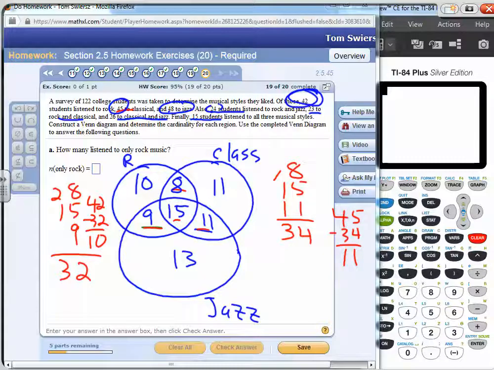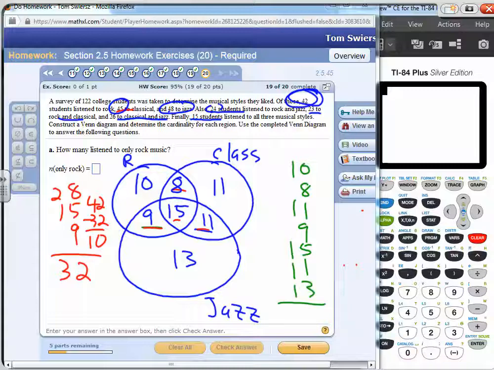Okay, now finally, what do we have accounted for? We have 7 different numbers, right? We have 10, 8, 11, 9, 15, 11, and 13, right?